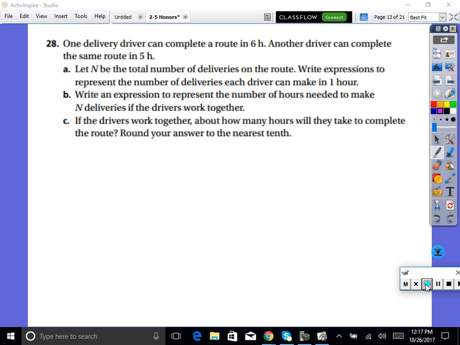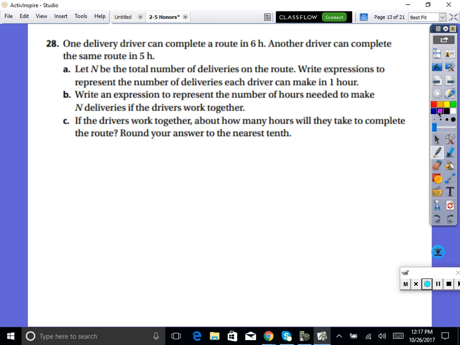Okay, so it says, one delivery driver can complete a route in 6 hours. Another driver can complete the same route in 5 hours. So everybody think about it. In the real world, if there's 2 UPS drivers and they give each of them 10 deliveries, it's the same route. You do it on Tuesdays, you do it on Wednesdays. Well, you're a lot quicker. You get it done in 5 hours and you take 6 hours. So what are you doing? Stopping to get chocolates, or what's going on? Or are you more experienced and you just drive a little slower?